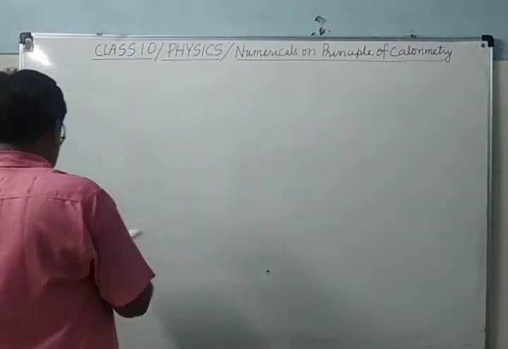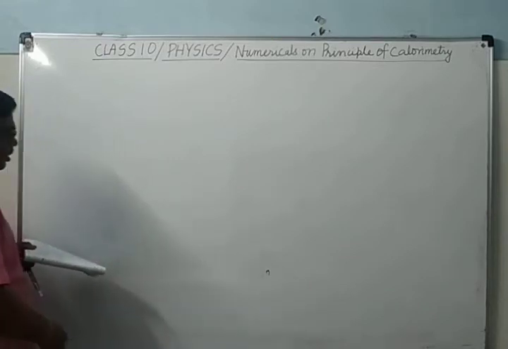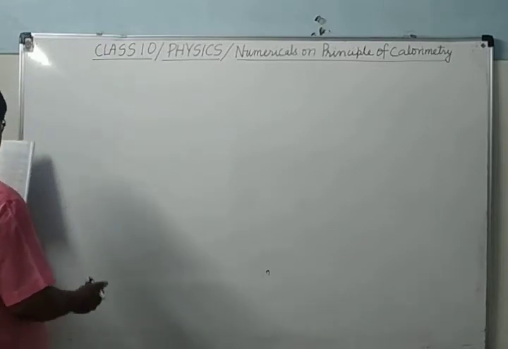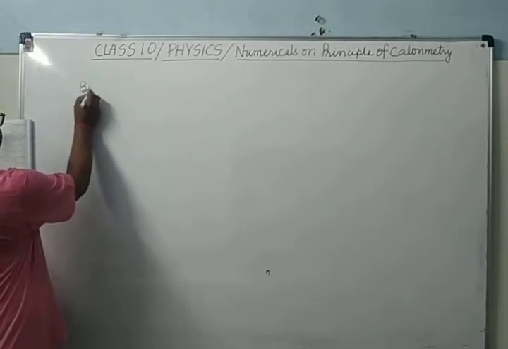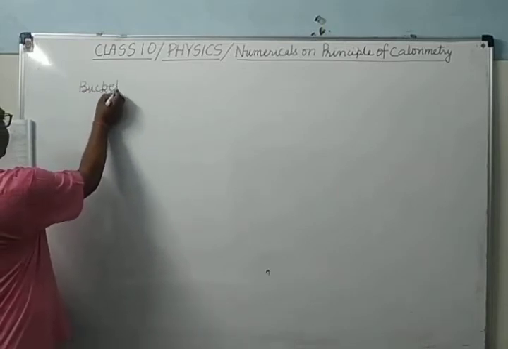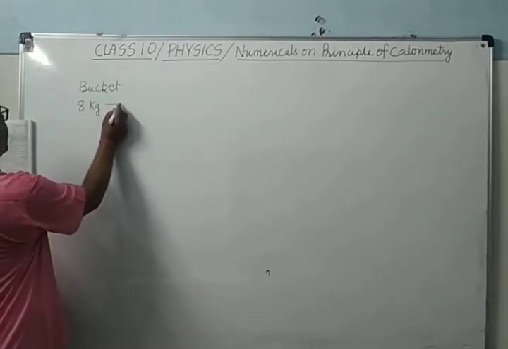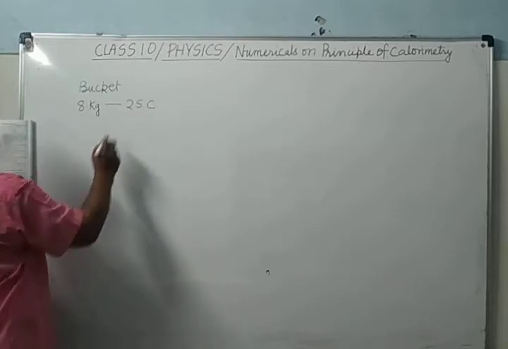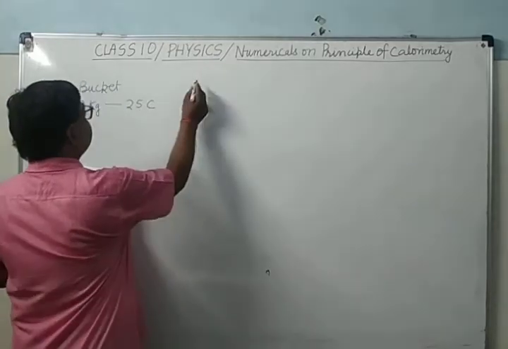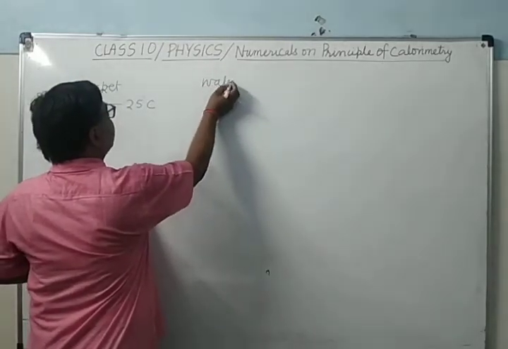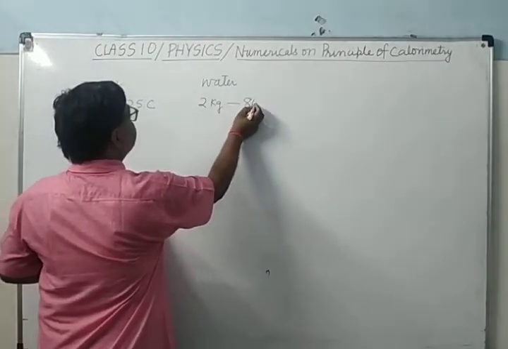Here one question is, you can note down. I will speak and then you note down. A bucket contains 8 kg of water at 25 degrees Celsius. Here I am writing the main point. The bucket is containing 8 kg of water at 25 degrees Celsius. 2 kg of water at 80 degrees Celsius is poured into it. We pour 2 kg of water which is at 80 degrees Celsius.